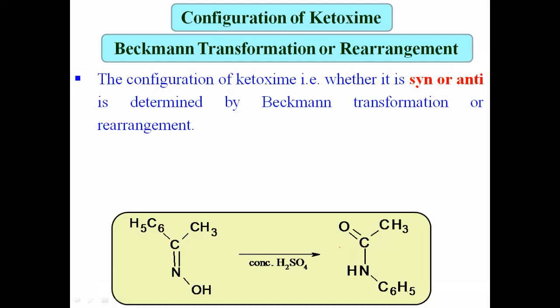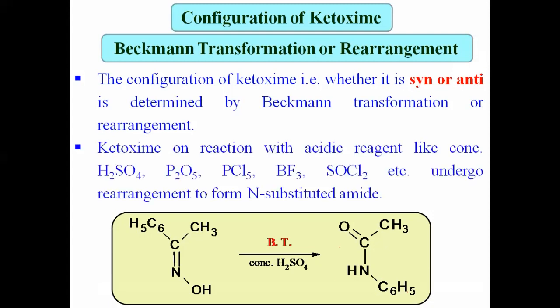What is the reaction? Here, a ketoxime reacts with an acid catalyst, for example H2SO4 or P2O5, PCl5, BF3, SOCl2. Now this ketoxime undergoes rearrangement, and we get an N-substituted amide. This reaction is called Beckmann's transformation or Beckmann's rearrangement reaction.